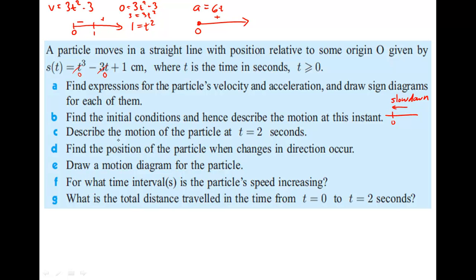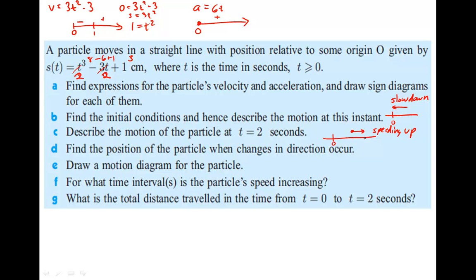All right, describe the motion of the particle at t equals 2 seconds. Okay, well, if I put 2 in, then I get 8 minus 6 plus 1, which is still positive. So I'm going to get a positive 3 for my position. So I'm still to the right of 0. Okay, so here's 0. I'm to the right. At this point, though, I've passed the 1 second mark, so I'm moving to the right. I still have a positive acceleration, and so I'm speeding up.